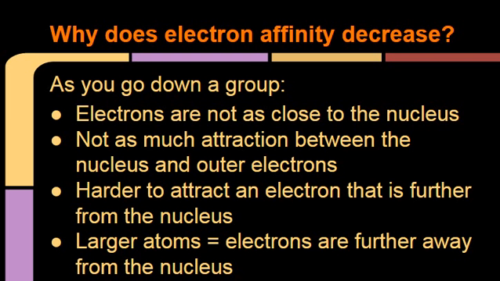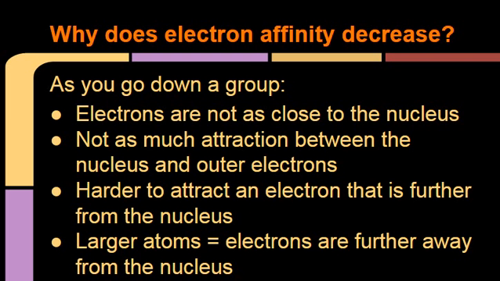Then when you move down a group on the periodic table, the electron affinity is going to decrease because we know that those electrons are not as close to the nucleus. So within that atom, the electrons aren't as close, and there's not that much attraction between the nucleus and those outer electrons because there's so much distance between them, and there's a lot of electrons in between there. So those outer electrons really aren't attracted to it.